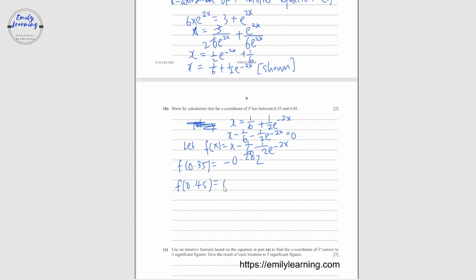It is positive. Okay, so if I were to sketch this, I know that roughly this curve looks like this. At x equals 0.35, it is here. At x equals 0.45, it is here.